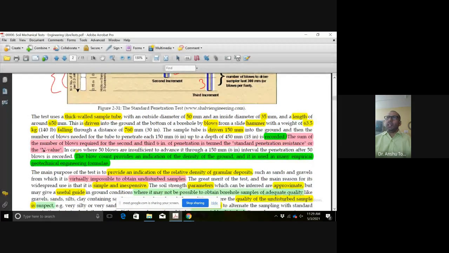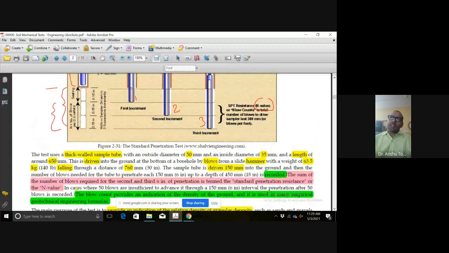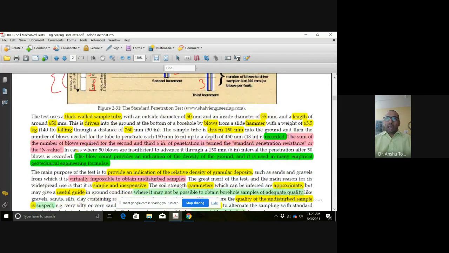They are being recorded. The sum of the number of blows required for the second and third 6 inches of penetration is termed the standard penetration resistance. So the number of blows for this 15 centimeter is one value, and the number for the next 15 centimeter is another value. These two different values are going to be recorded as the number of blows, and it will be called the standard penetration resistance. And based on this, how we are going to use it, that is being documented.